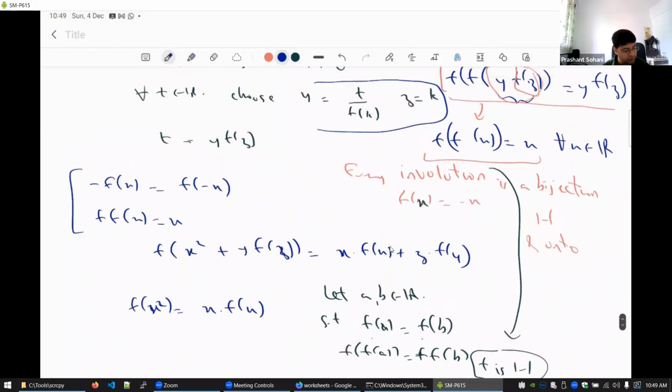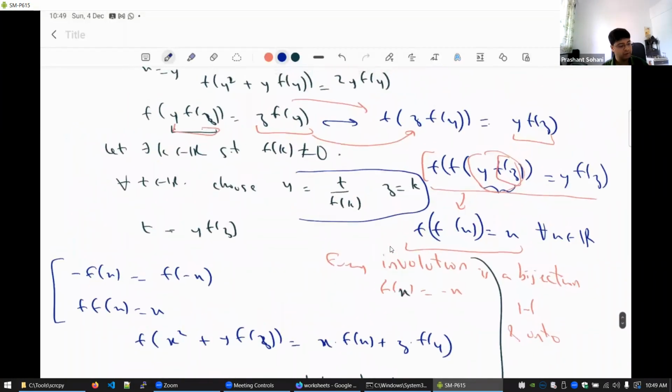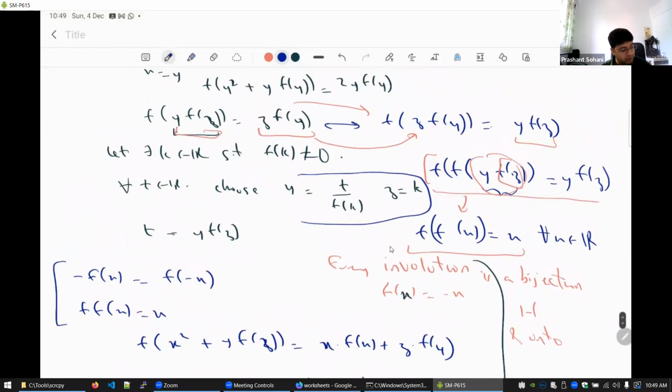So now just observe one thing. You see we wrote this expression f of y f of z equal to z f of y. In a way, it was like we are able to get rid of one copy of f, right? On the LHS, we have two invocations of the function, and on the RHS, we have only one invocation of the function. So it is like exactly what we want.